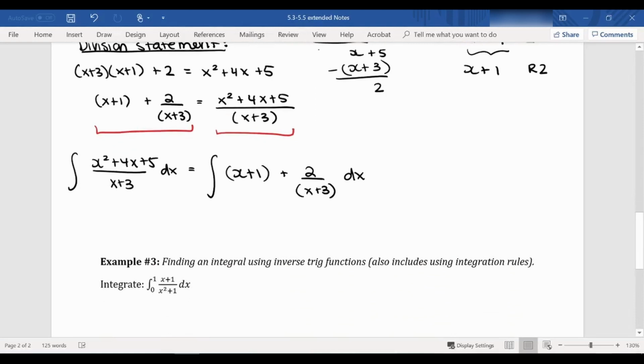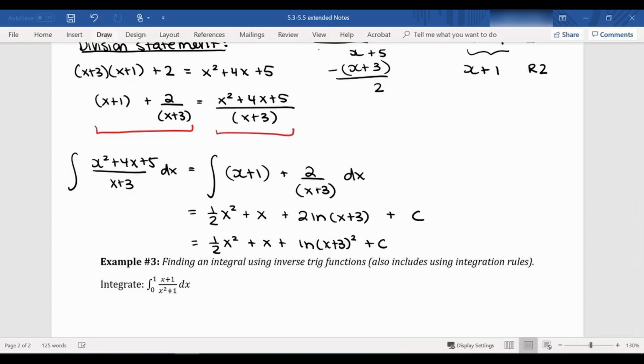Now we can split this up into two integrals if we want, or we can just find the antiderivatives from here. So my integral of x is 1/2 x squared. My integral of 1 is x. And my integral of 2 over x plus 3 would be 2 ln |x plus 3| plus c. And if we want, we can bring this 2 in front of the ln up as an exponent and write it as 1/2 x squared plus x plus ln (x plus 3) squared. See, either of those would be fine.